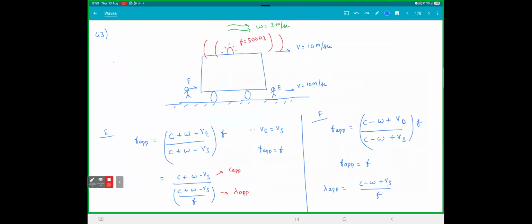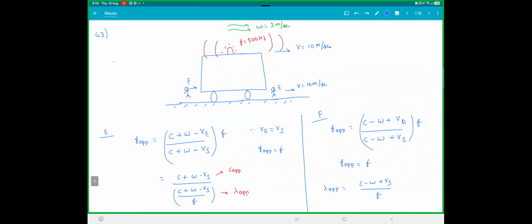Listen to this sound. Is that audible? Did you hear that sound? How the frequency just dropped? I'll post this as a small video. You can check it out. So be careful. Relative velocity has nothing to do with your Doppler thing.